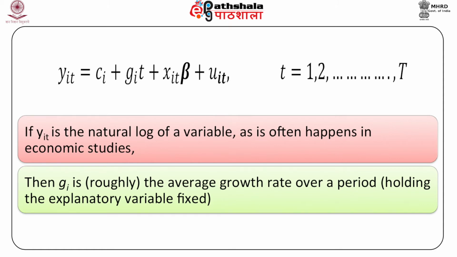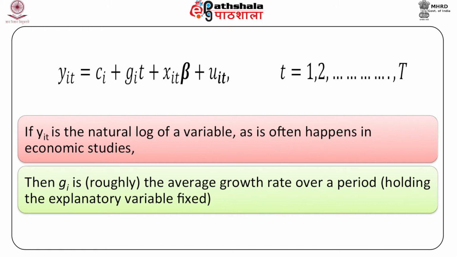So if Yit is the natural log of a variable, as often happens in economic studies, then Gi is roughly the average growth rate over a period, holding the explanatory variable fixed. Then the above equation 9 is called a random growth model. In many applications of equation 9, we want to allow Ci and Gi to be arbitrarily correlated with Xit, but allowing this correlation makes this model a random trend model.